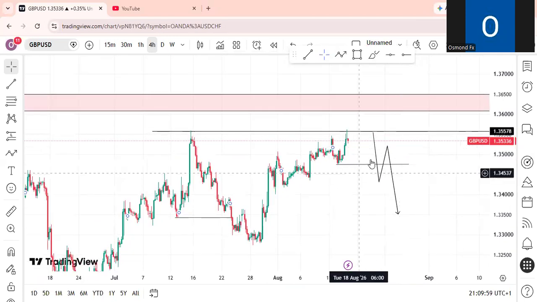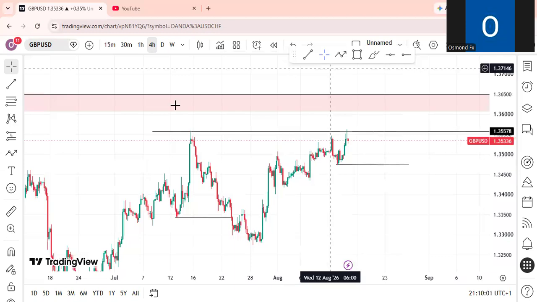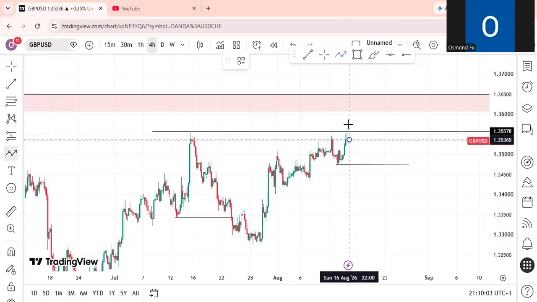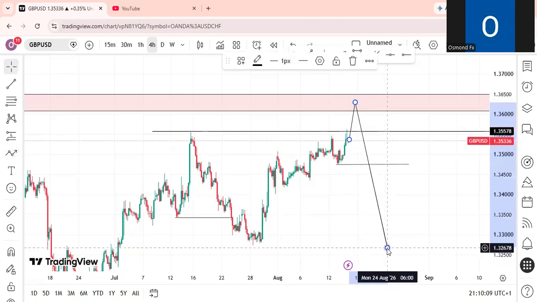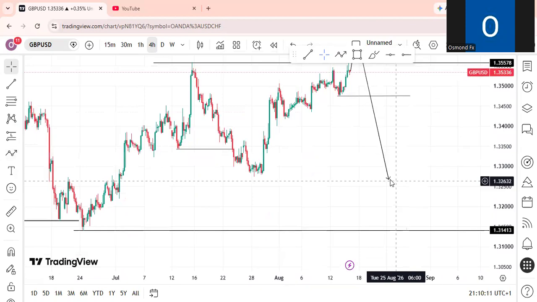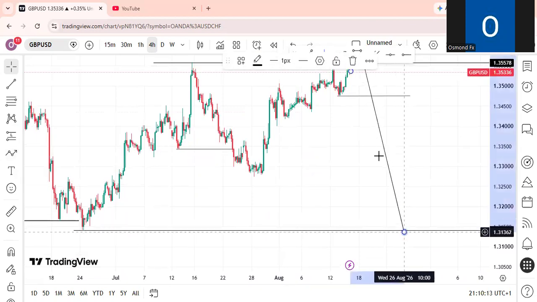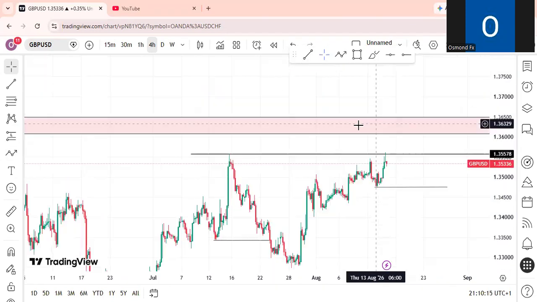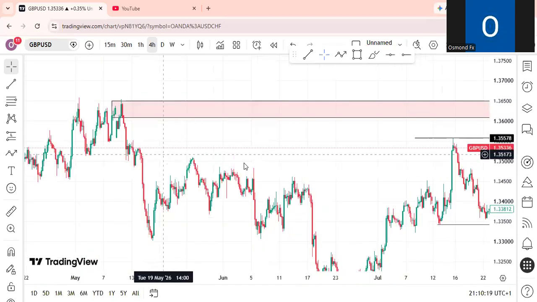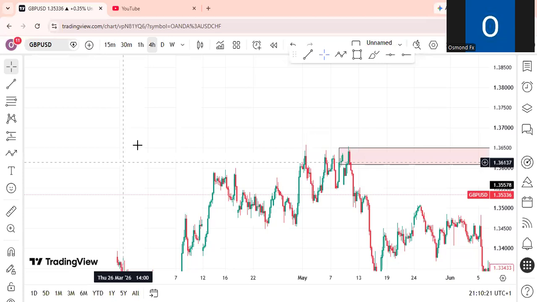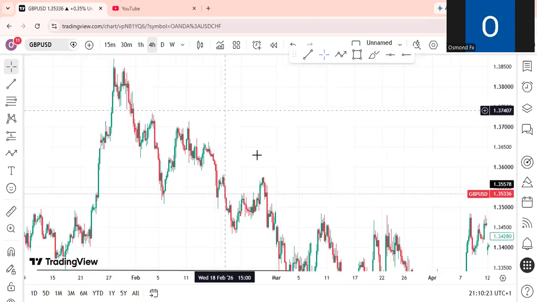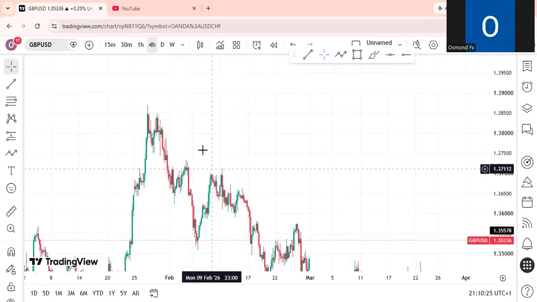Okay, then if this didn't happen, this is another thing I'm going to be expecting. I'm going to expect the market to come back to this high before any selling opportunity to the downside. Now, if this high gets violated, let's see if there is any extreme supply zone that the market is going to be reacting from.